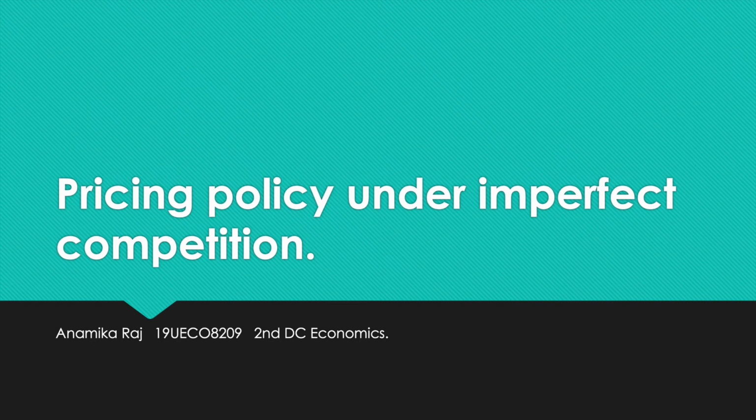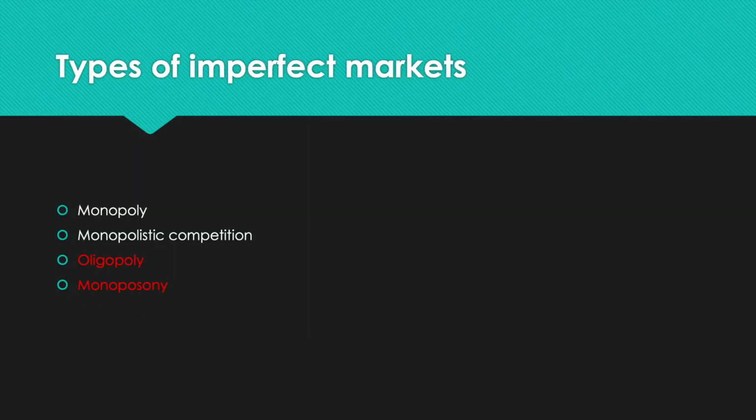Good morning. Today I'm going to be taking a seminar on the topic pricing policy under imperfect competition. Anna just finished explaining two types of it, which is monopoly and monopolistic competition. There are two more which I'm going to be further explaining, which is oligopoly and monopsony.